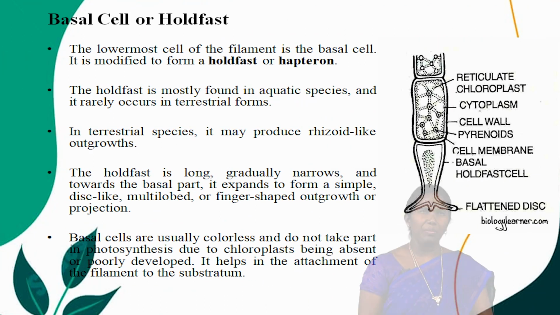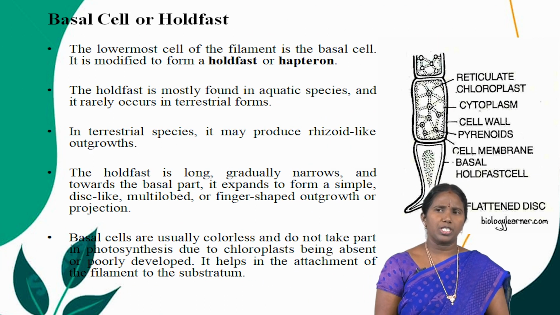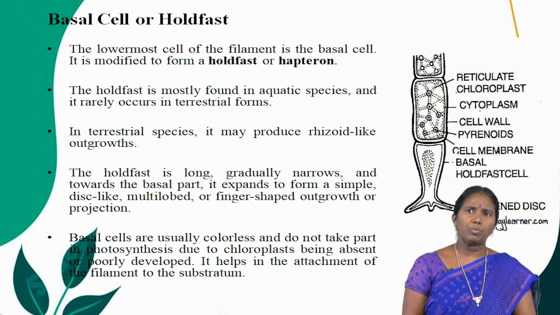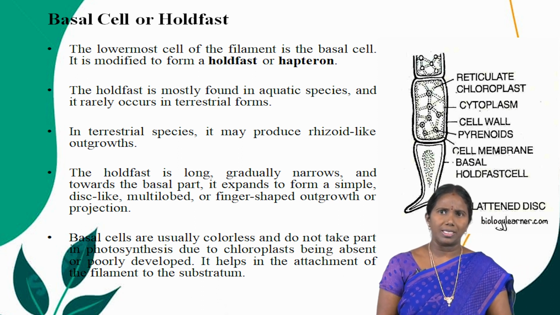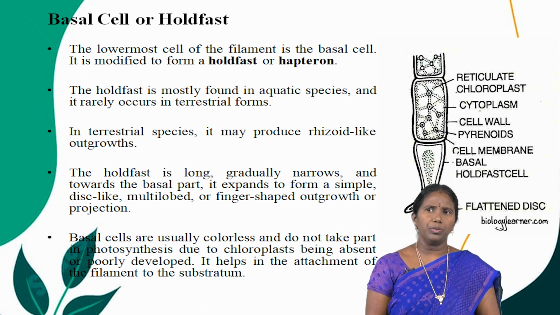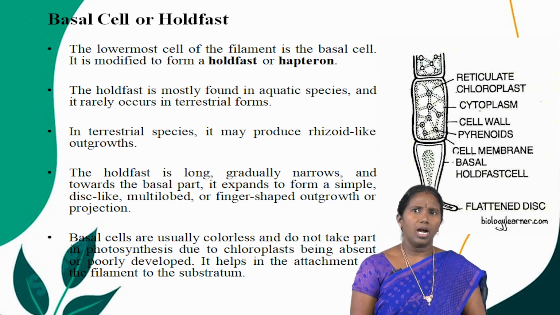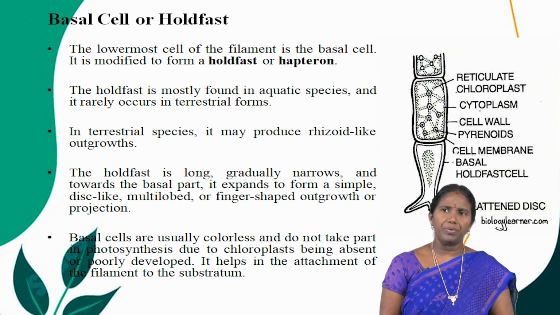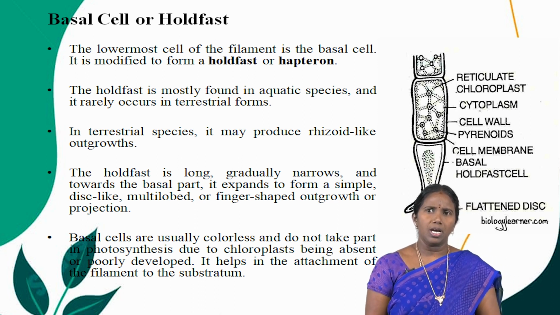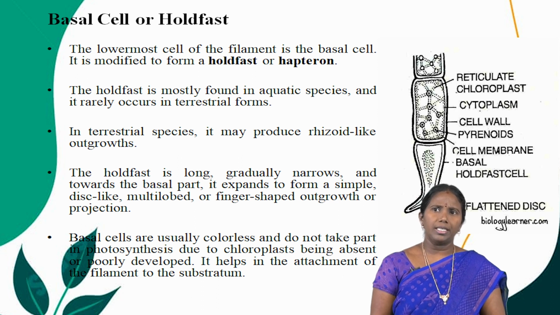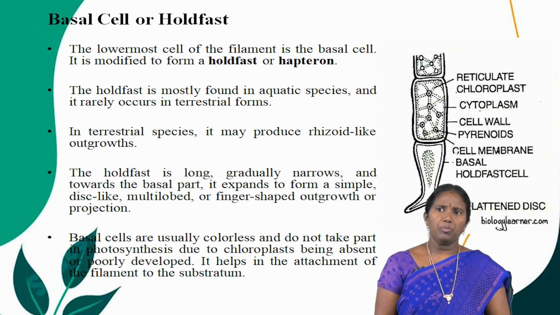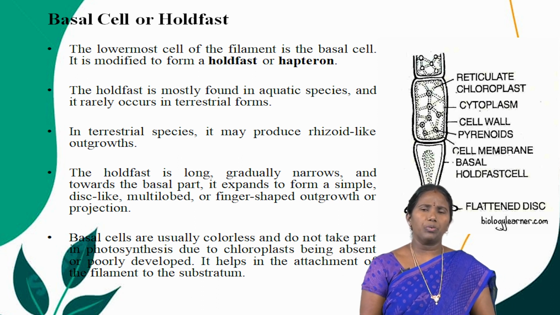Next, the basal cell, or holdfast. This diagram shows the basal cell holdfast. The lowermost cell of the filament is the basal cell. It is modified to form a holdfast or hapteron. The holdfast is mostly found in aquatic species and it rarely occurs in terrestrial forms. In terrestrial species, it may produce rhizoid-like outgrowths.